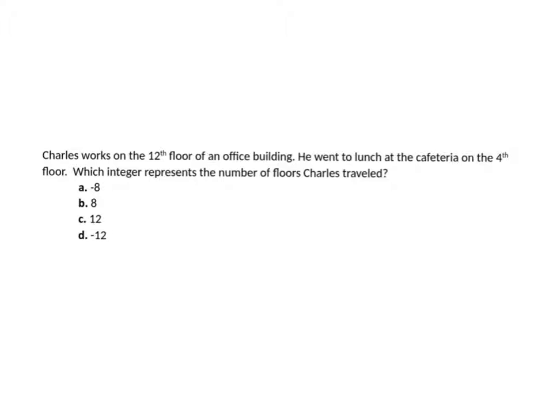So it says, Charles works on the 12th floor of an office building. He went to lunch at the cafeteria on the 4th floor. Which integer represents the number of floors Charles traveled? Well, we have to figure out how many floors he traveled first. So if he works on the 12th floor and he went all the way down to the 4th floor, you have to figure out how many numbers are between 12 and 4.